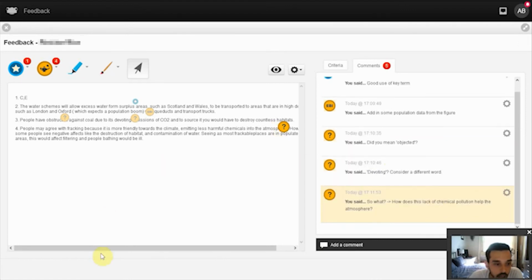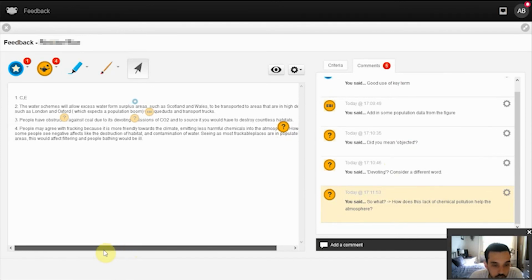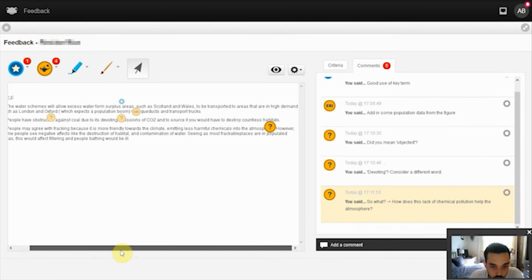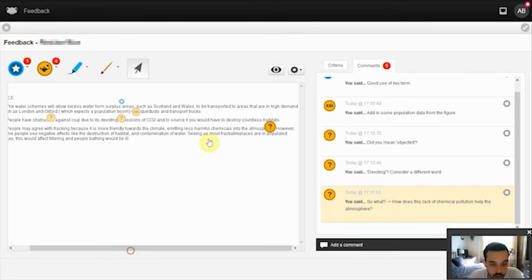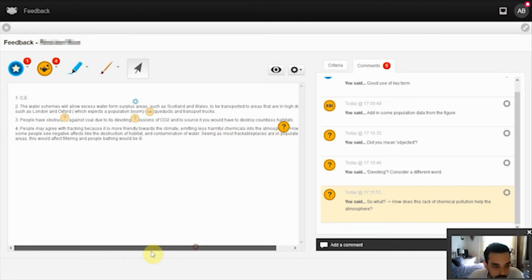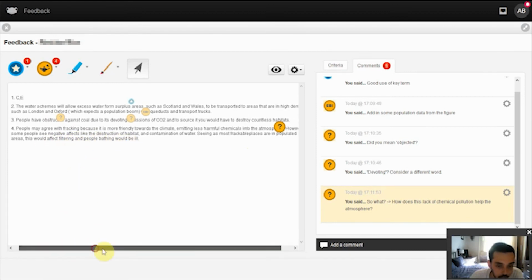Add. Some people see negative effects like the destruction of habitat and contamination of water. Seeing as most frackable places are in populated areas, this would affect filtering and people bathing would be ill. What I think he means is the filtered drinking water, although if it's filtered that's probably not necessarily going to be an issue, and neither would it for people bathing in the water.